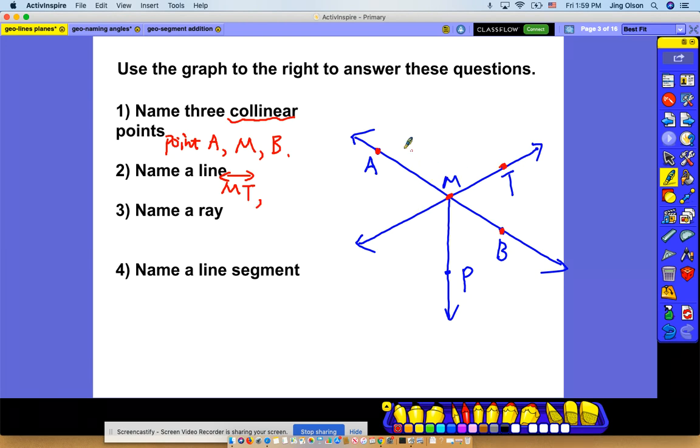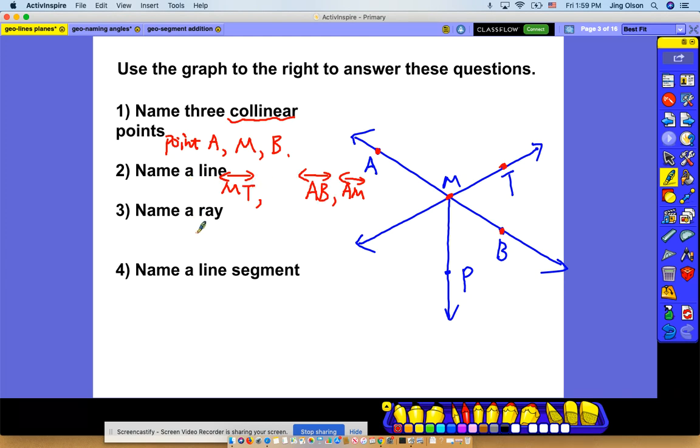Okay, if you say, can I name the other line? Yes, you can. If you name this one, that'll be line AB, right? Or you can say line AM. Line AB, line AM means the same line right here. So they just ask you to name one. You can just name one. Okay, we named 2 of them.